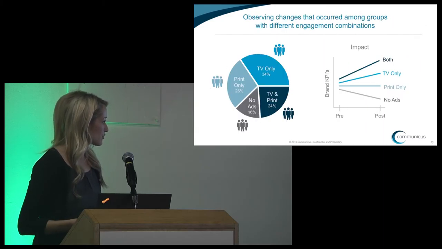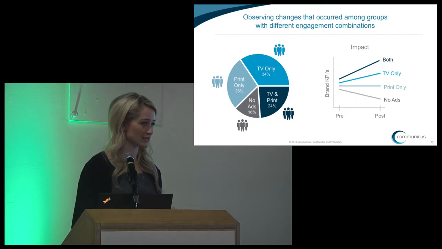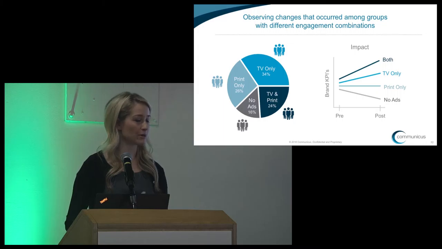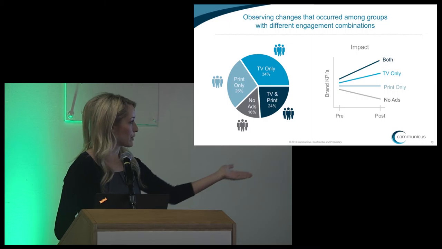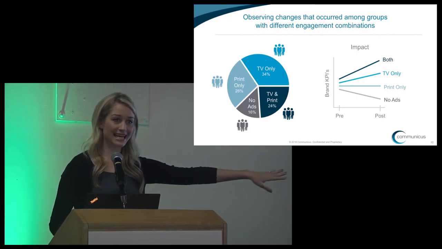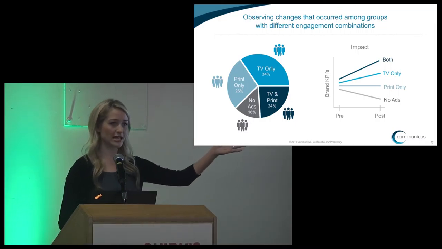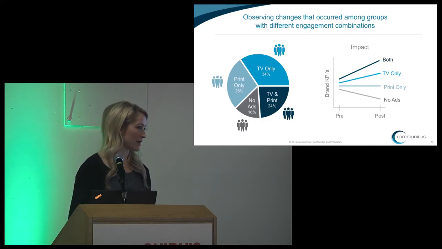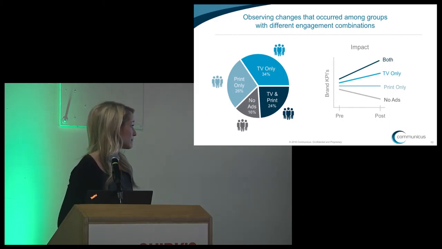Based on those groups, we can look at changes over time. The people who didn't see the advertising serve as your self-selecting control group. So we look at what happened over time among people who didn't see advertising, and what happened over time among people who only saw print. You can see maybe it was mitigating declines that would have been happening without advertising, whereas with TV, you're actually getting a lift. But if they see both TV and print, you get the best effects of the campaign on any given brand KPI. So this is a really simple example that worked really well when campaigns were simple.